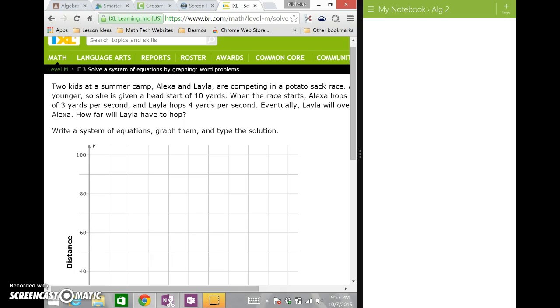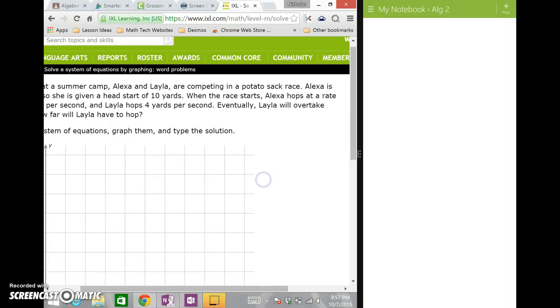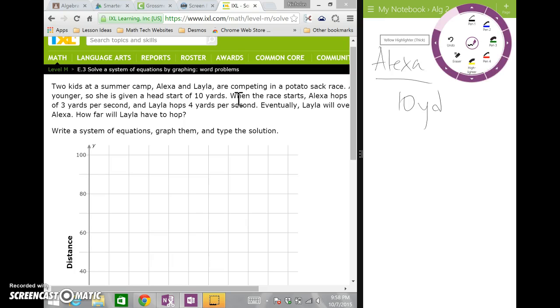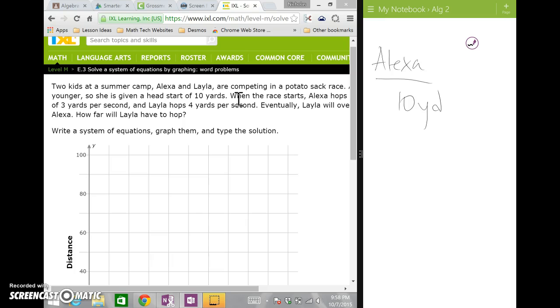So in this problem, we got two kids at a summer camp. Their names are Alexa and Layla, and they're competing in a potato sack race. Alexa is younger, so she's given a head start of 10 yards. So Alexa gets a 10-yard head start.